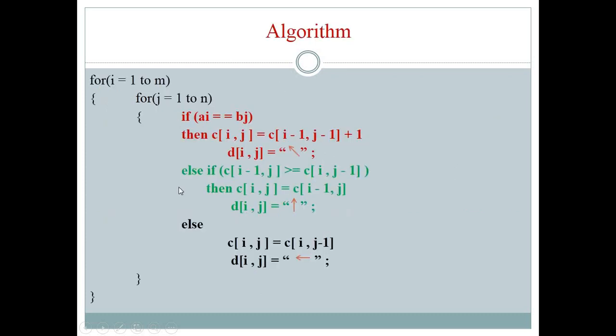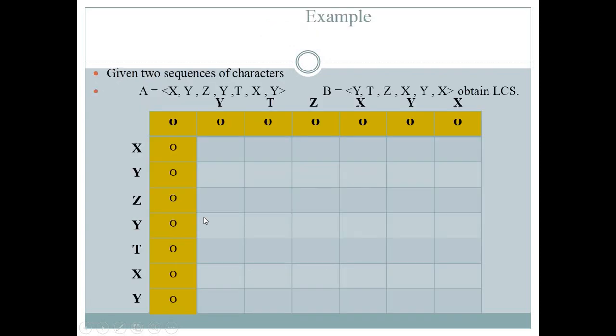This is the algorithm, or we can say pseudo code, for finding the longest common subsequence. Okay, so this looks like some tricky things, but we will understand it by a simple example. If our question is that we will have two strings A and B. In A we will have the sequence XYZYTXY, and our second string will be YTZXYX. Then we will have to obtain its longest common subsequence.